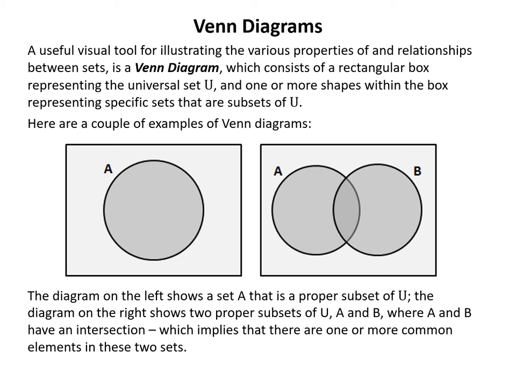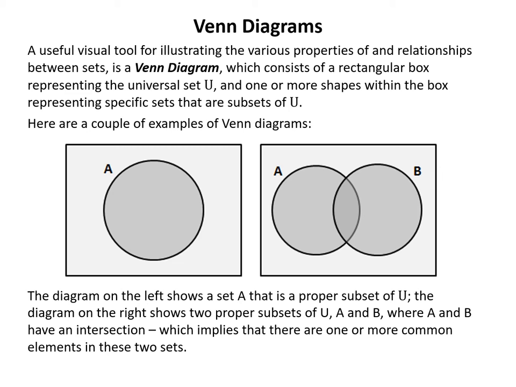The diagram on the left shows a set A that is a proper subset of the universal set. And we can see that the diagram implies that A is within the box, which is U. And so everything in A is also in U. And the area in the box outside of the circle A implies that there would be data values outside of A that are part of the universal set.